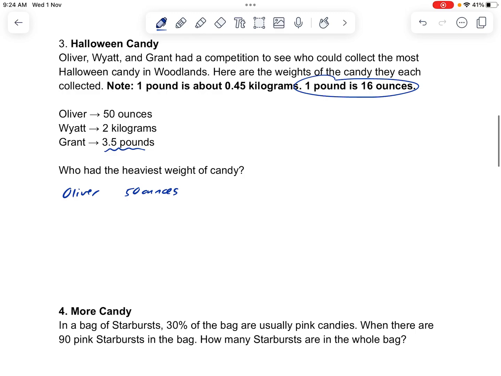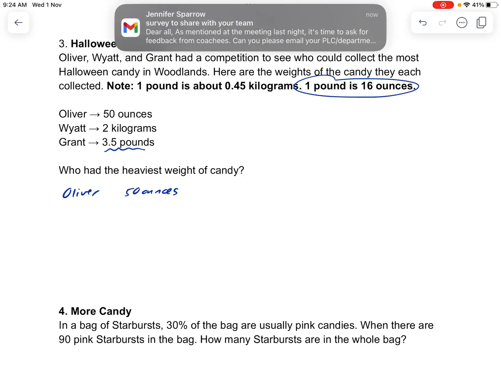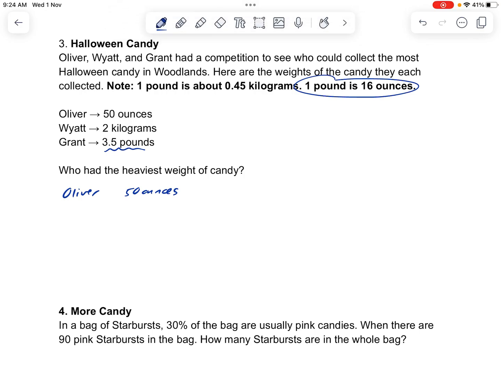And you can do it with a little bit of logic and reasoning. Or you could do it by setting up a table. That might help out. So I'll set up a table, even if you don't think that you need it. And then I'll talk about the logic behind it. So if I'm doing a conversion, let's just put pounds on this side and ounces on this side. Well, we know that 1 pound is equal to 16 ounces. And we're trying to figure out, for Oliver, his is 50 ounces.